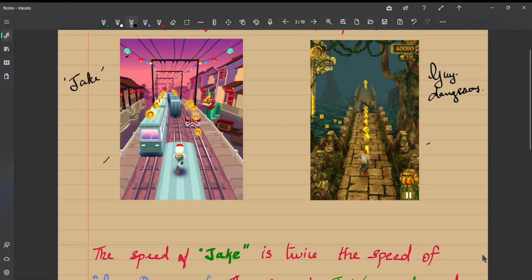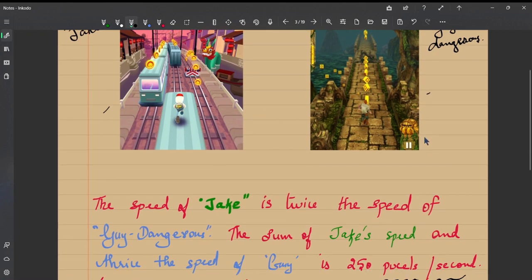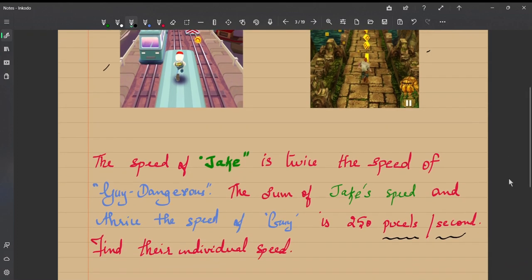So that is why we are measuring the speed in pixels per second. Their movement is apparent to us. It is actually the movement of the screen in the opposite direction. So let's find the speeds.